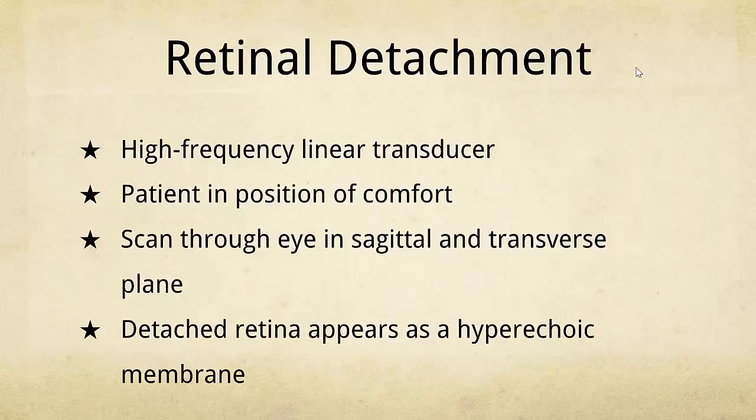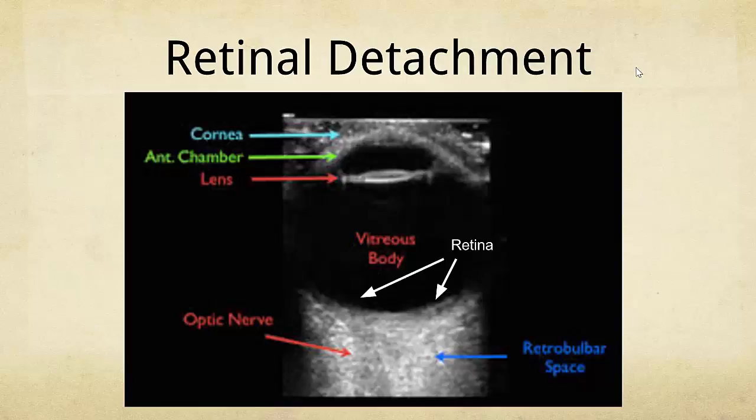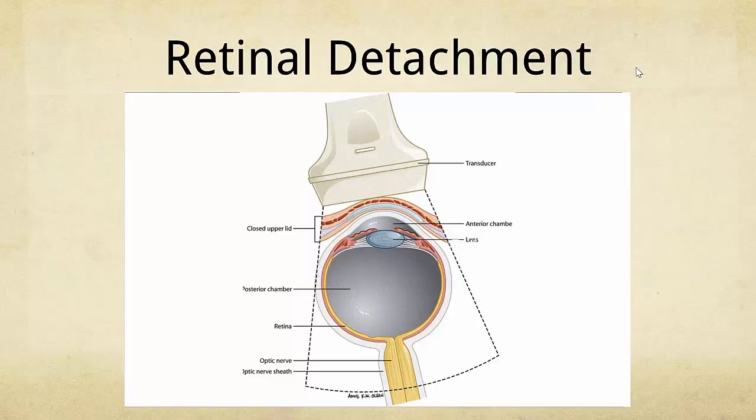Again, linear high-frequency probe. You're going to be scanning through the eye, and the retina is going to appear as this hyperechoic membrane. So again, remember our normal eyeball, the retina should be tacked down, shouldn't be floating around. And again, remember here, we've got all our anatomy, that retina should be tacked down. This slide is important because I want to emphasize one point before we start looking at the retina images.